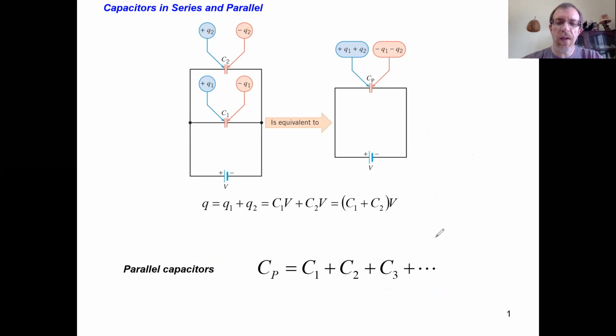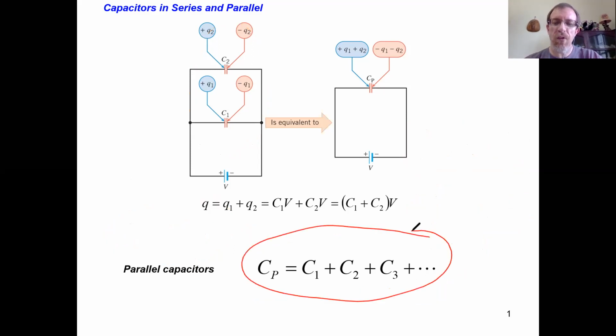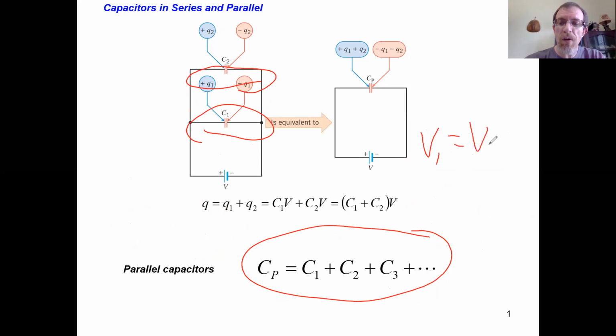All right, so once again, there it is. Total capacitance for a parallel combination is equal to C1 plus C2 plus C3. We can compare the voltage across C1 to the voltage across C2. Well, those two capacitors are on parallel branches, and as a result, the voltage has to be the same across each branch.